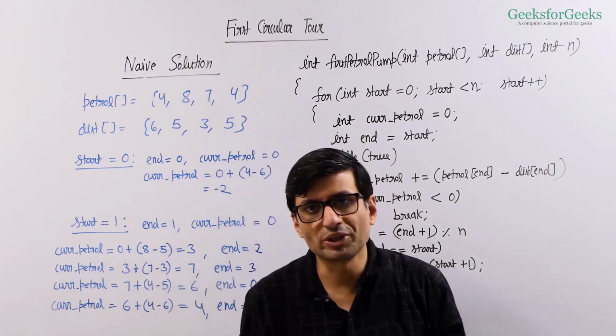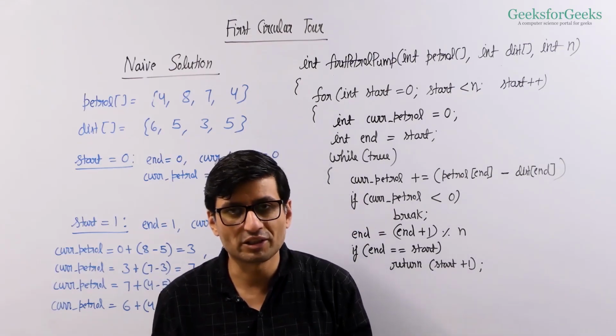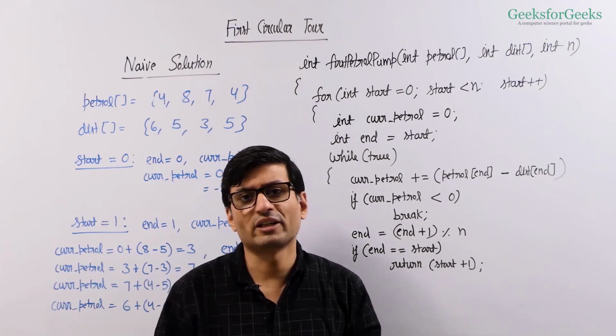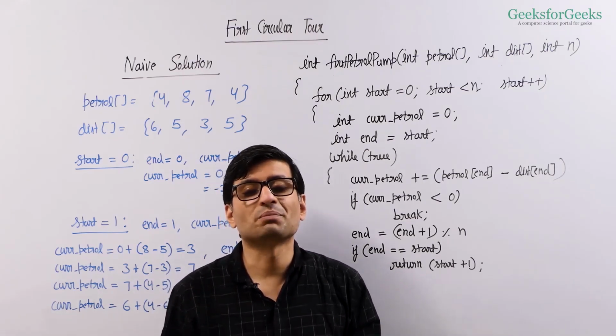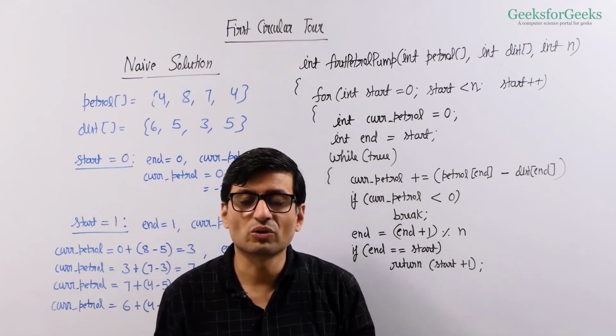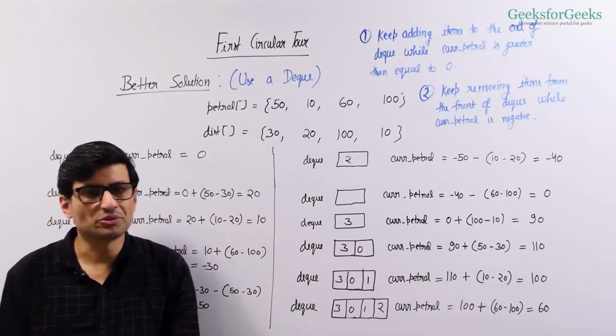Now please pause this video and think of a solution that works in big O of n time. And you can use big O of n extra space first, and then we are going to talk about the best solution in the end, which is big O of n time, big O of 1 auxiliary space, and does only one traversal of the array. Let us now talk about a better solution.